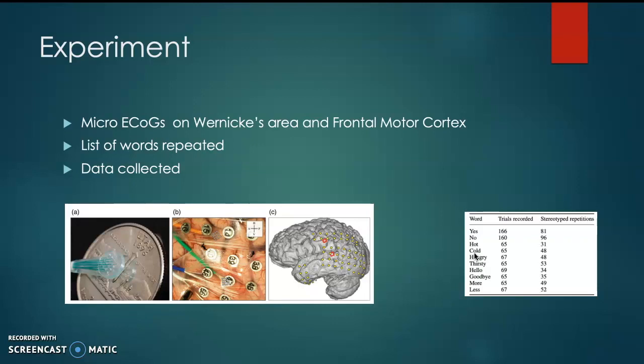After the database is built, the user would again repeatedly say a word, but this time it was classified using the database. The accuracy of the classification was then calculated. So here in the pictures, here's the electrode. It's a 4x4 array, or 16 little microelectrodes. And then you got Wernicke's area and the frontal motor cortex, and then here are the list of the 10 words.